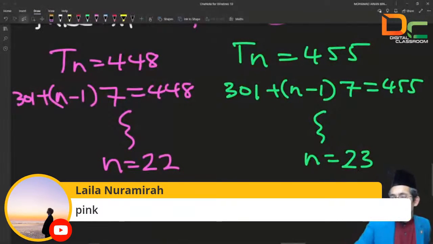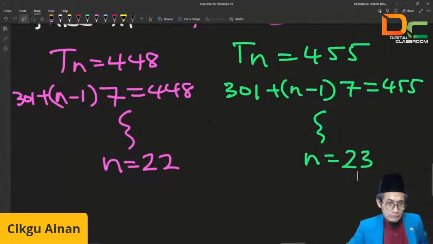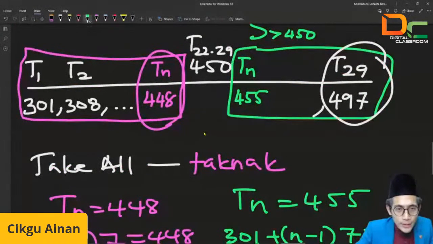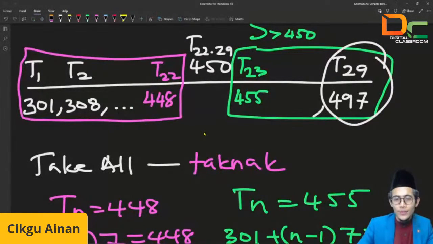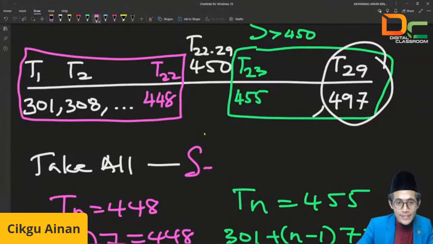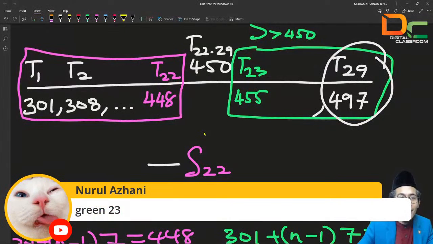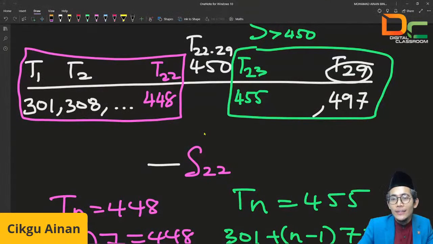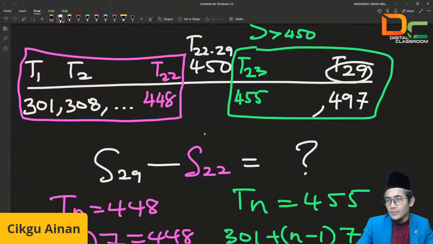Okay. Okay, good. Bagus Laila. Oh, pink Laila. I thought purple. Okay, tak apa. So, from there, we know this one is 23. The pink one is 22. So, yang kita tak nak is apa dia? The tak nak is S22. Yang all semua iaitu 29. Okay, 29. So S29 minus S22 berapa?